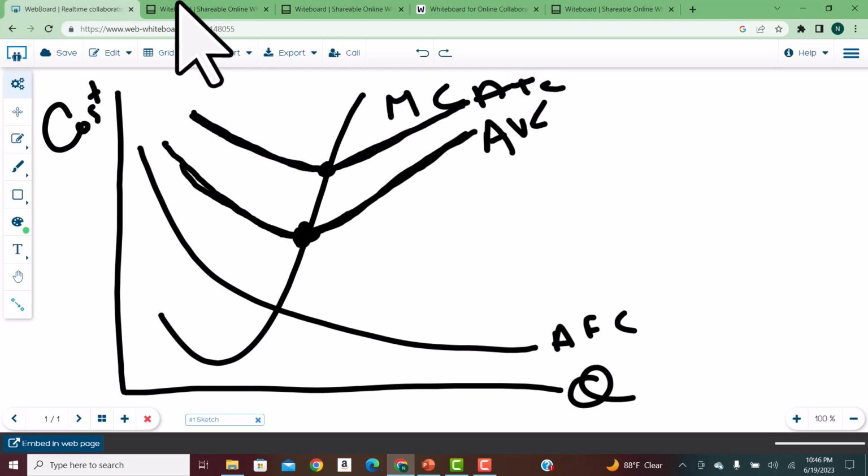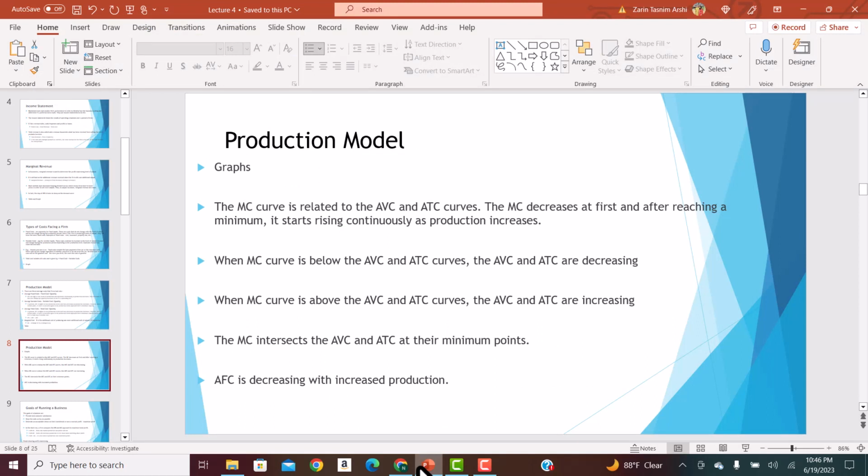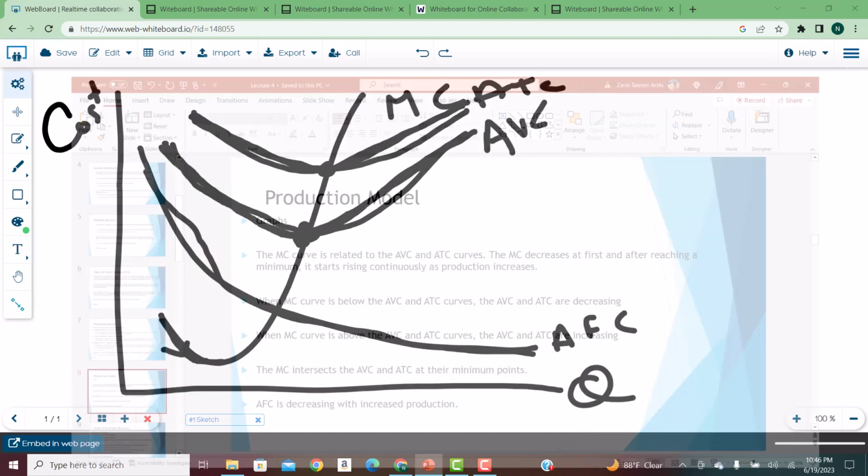So that's a typical graph that we are going to look into. This is marginal cost. This is average fixed cost, which is going to go down with output. This is average variable cost, and this is average total cost, which are U-shaped curves. Now, one thing to notice, if you see in the slide, the MC curve, the marginal cost curve, is related to your average variable cost and average total cost. So when the marginal cost decreases, the average variable cost and the average total cost curves decrease at an increasing rate.